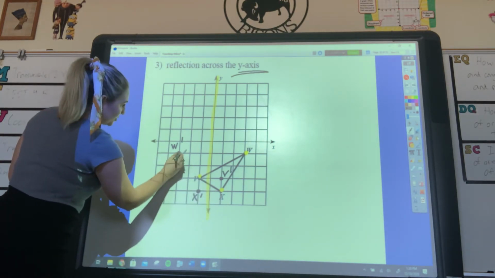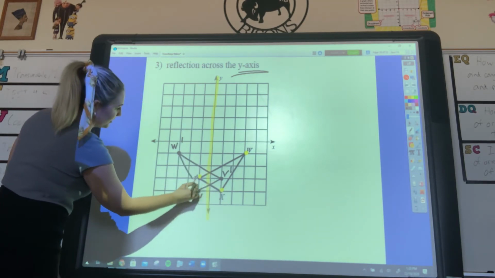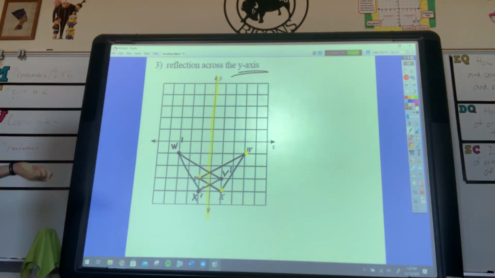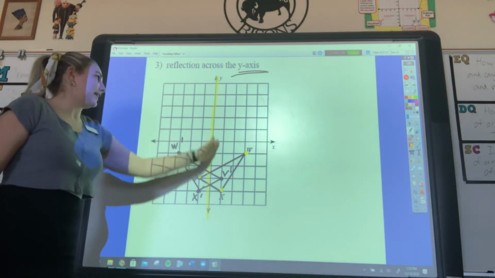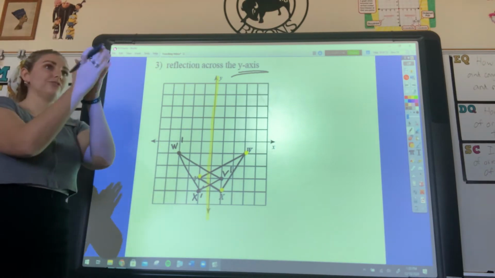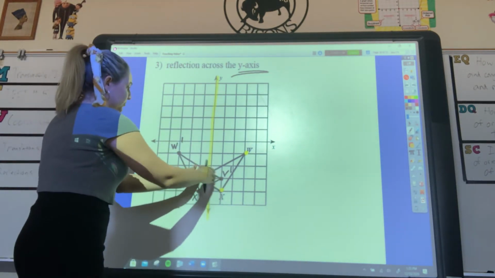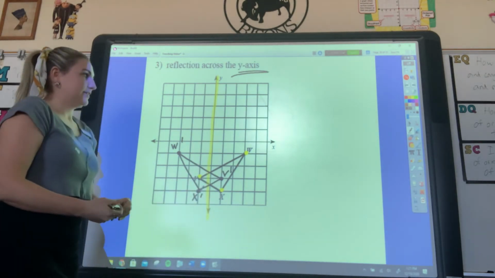And I can then draw my triangle. And you see that, again, thinking, yes, they're crossing over again, but imagine in your head if you were to fold that on your y-axis, these 2 points would be right on top of each other.